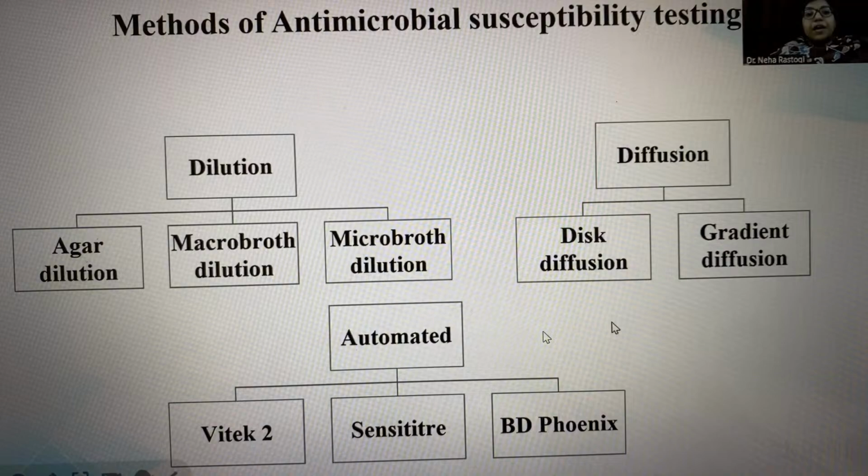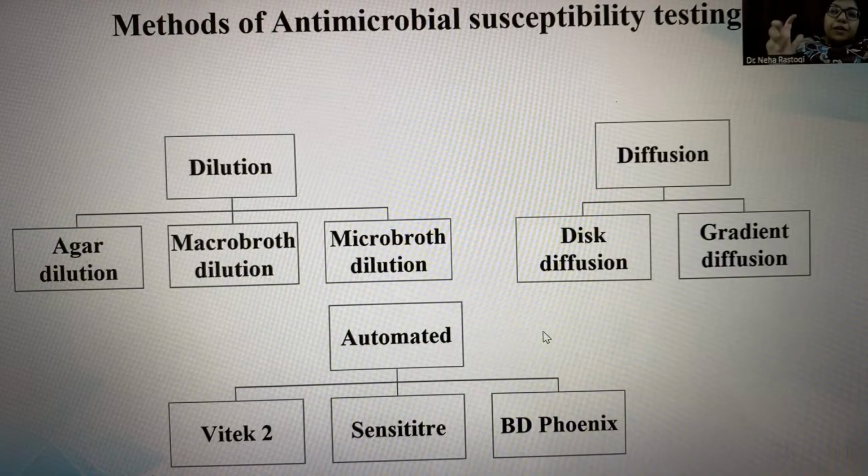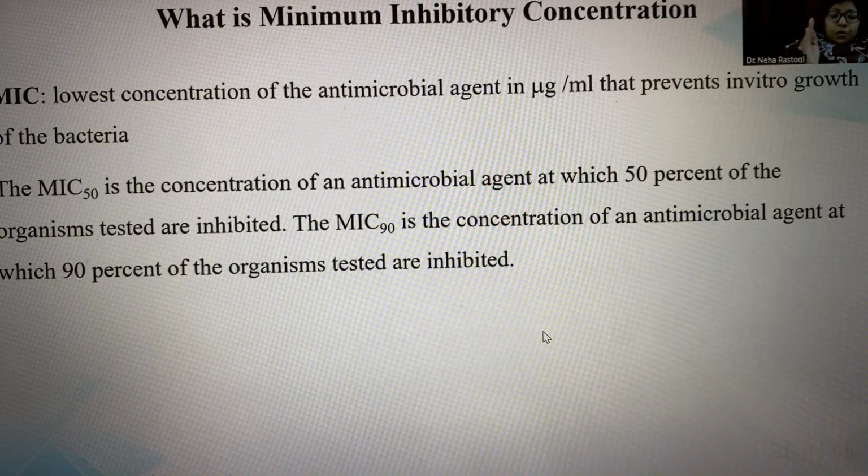Another important highlight is the E-test, or strip-based test, where you can find out the concentrations of those antibiotics for a particular organism, and that we call the minimum inhibitory concentration, which I'll come back to. Now, what does this minimum inhibitory concentration mean? It is the lowest concentration of a particular antimicrobial agent, in micrograms per ml, which prevents that bacteria from growing.